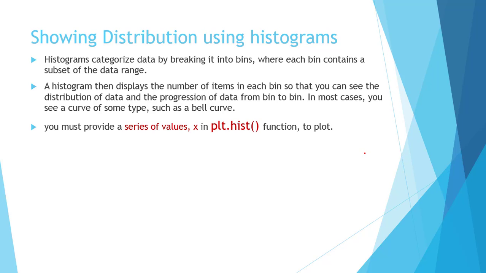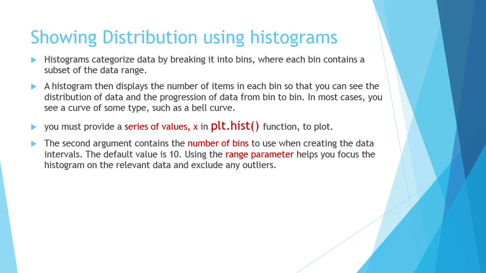You must provide a series of values, that is x, in the plt.hist function to plot. So a series of x values is mandatory in the plt.hist function. The second argument contains the number of bins in the histogram. To create the intervals, the default number of bins is 10, and we can also specify the bins ourselves. Using the range parameter, we can focus the histogram on the relevant data and exclude any outliers.